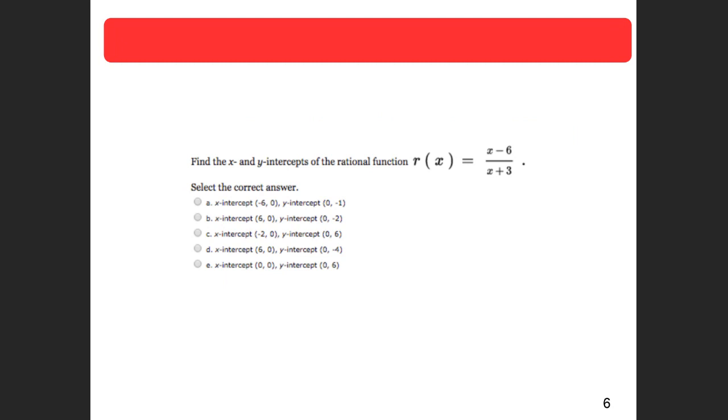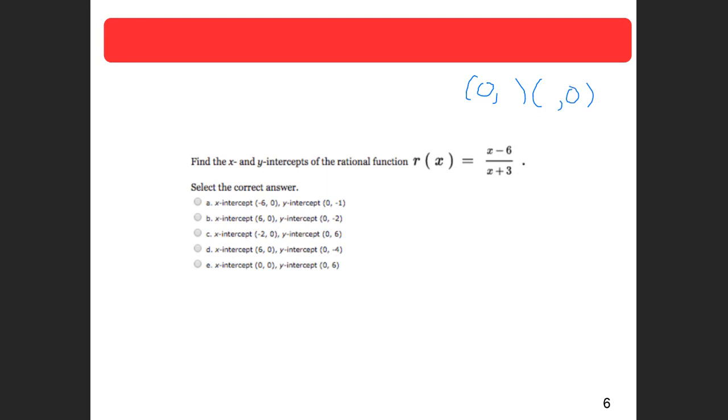Okay, so in this problem it says find the x and y intercepts of the rational function. In this practice this week you have to be very careful and figure out what they're asking for. This one asks for x and y intercepts. If I want to find my y-intercept, I put 0 in for x. If I want to find my x-intercept, I put 0 in for y.